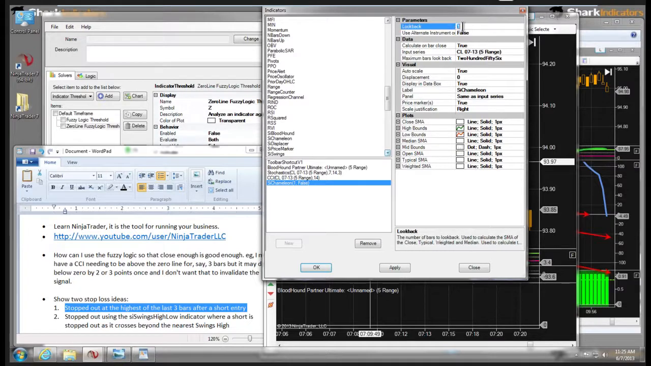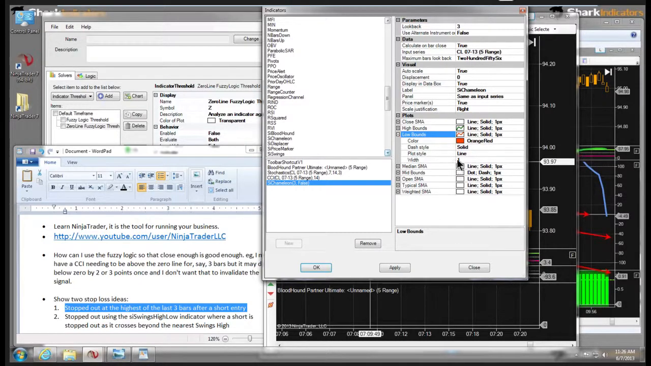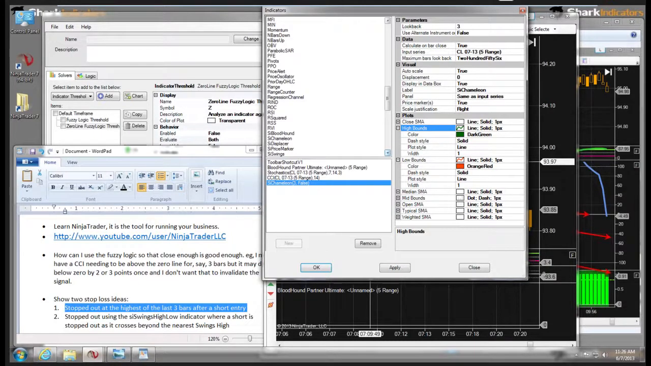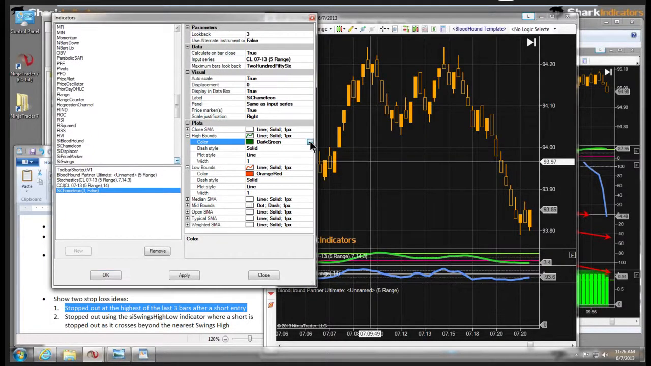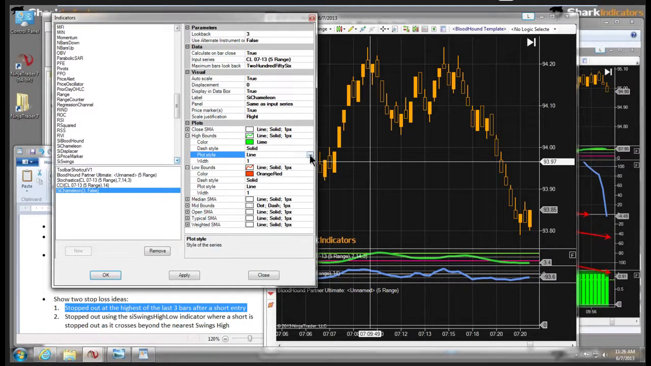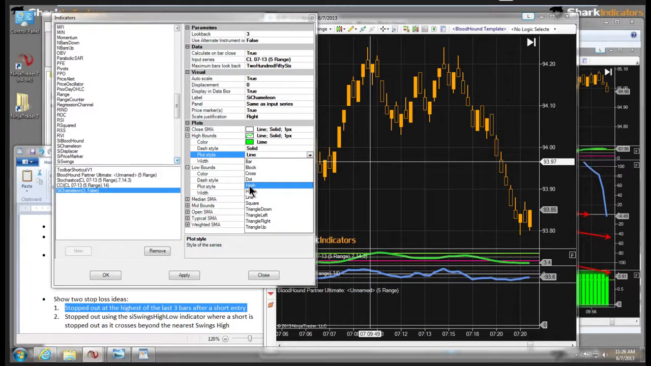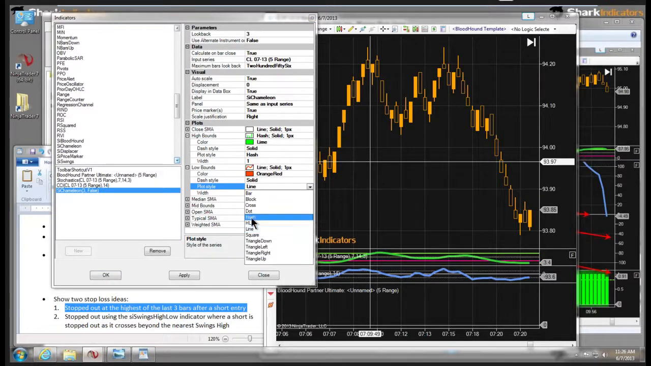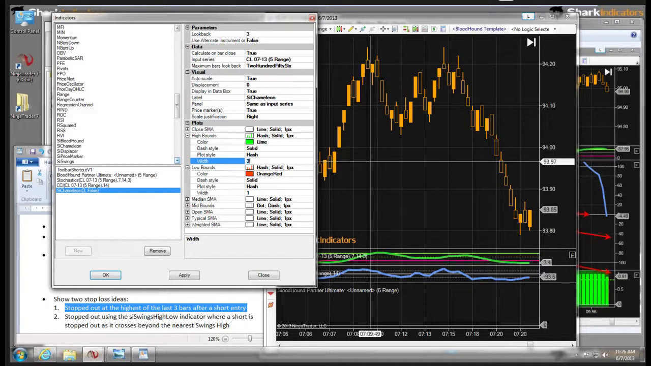So with Chameleon, I'm going to set the look back to 3, and I want the highs and the lows to be plotted. I'm going to make this a little easier to see, so I'll make this green, and I'm going to change the plot style to hash. And let's increase the thickness.